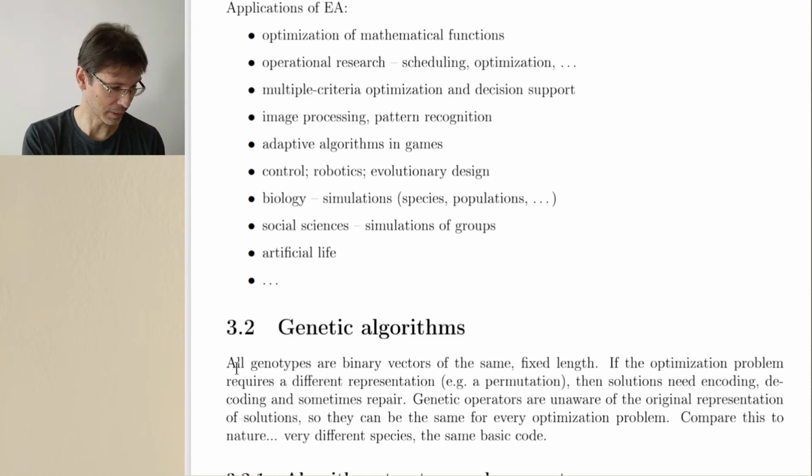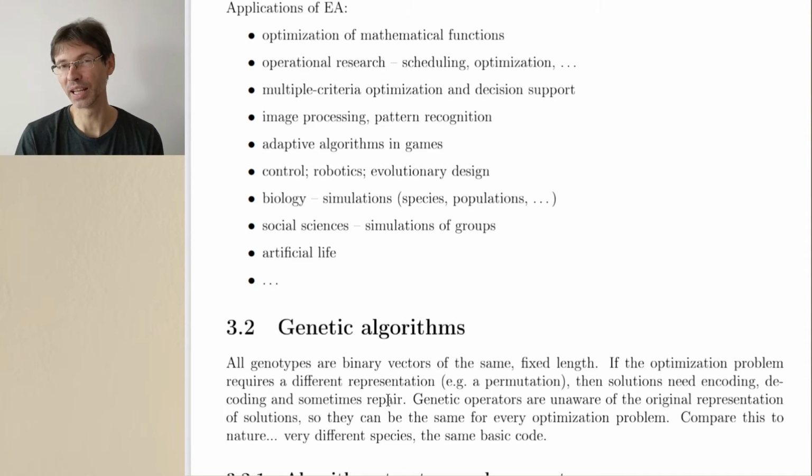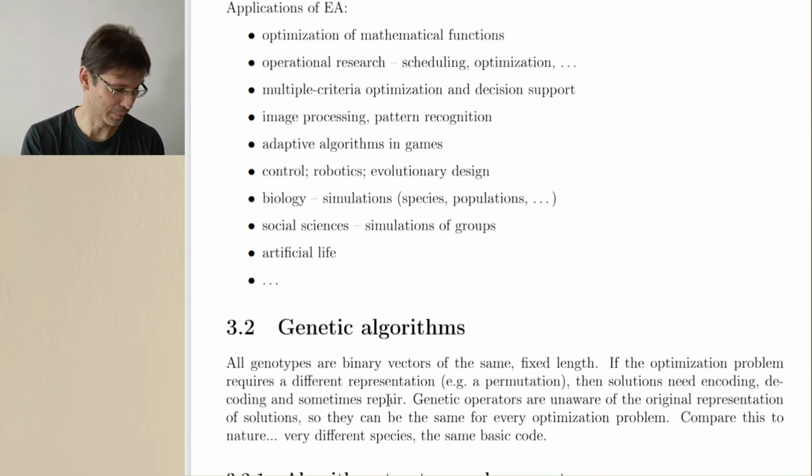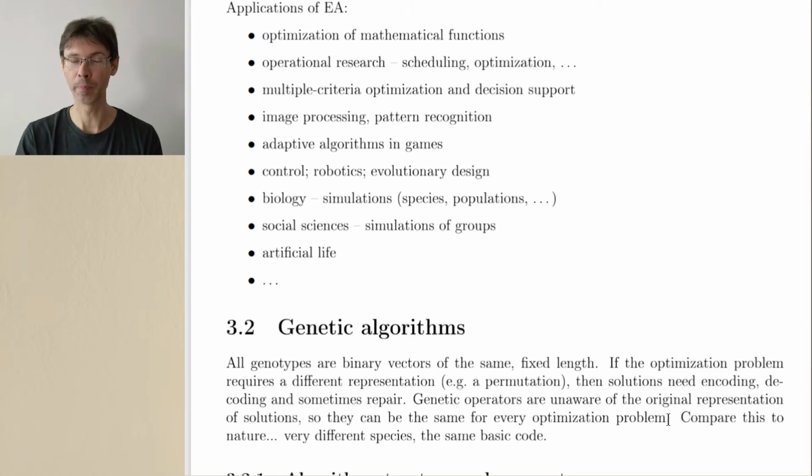If the optimization problem requires a different representation, for example a permutation, then solutions need encoding, decoding, and sometimes repair. Repair, because sometimes we will break the assumption of being a proper permutation, and then we have to do something with it for it to become a proper permutation, because otherwise it wouldn't be a permutation. Genetic operators are unaware of the original representation of solutions, so they can be the same for every optimization problem. This is the advantage of genetic algorithms.